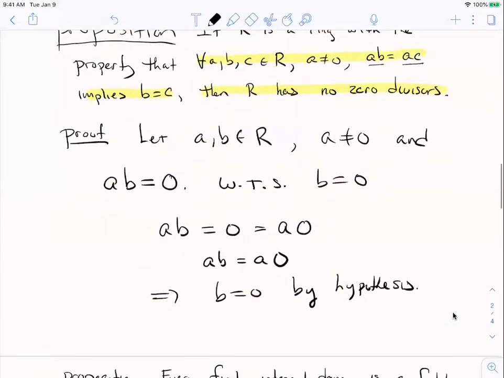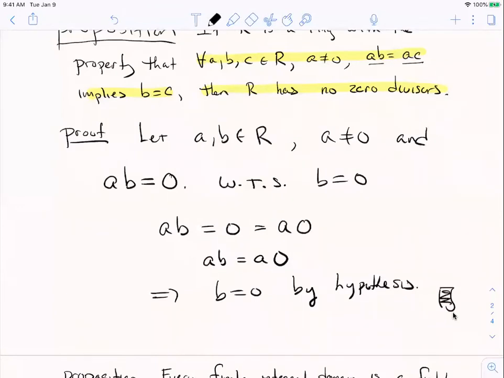by our hypothesis. And that shows that A cannot be a 0 divisor. A was an arbitrary non-zero element of the ring, so our ring has no 0 divisors. So having no 0 divisors is equivalent to being able to cancel. For example, the ring of integers is not a field. Elements don't have multiplicative inverses in general, but you can still cancel.